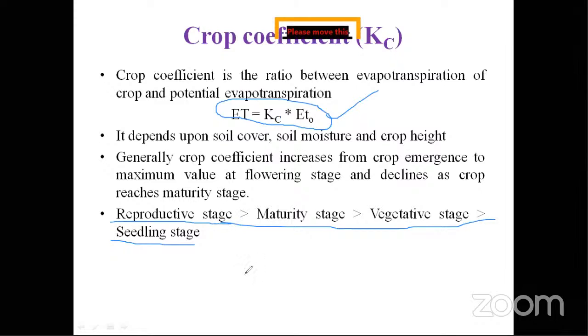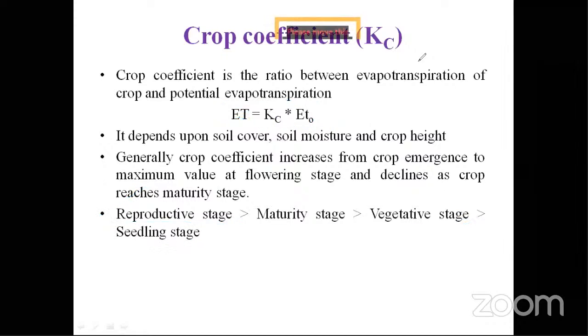And this crop coefficient depends upon soil cover, soil moisture, crop height, and plant growth stages. Generally, crop coefficient is very low at emerging stage, and it increases from crop emergence, and it reaches maximum value at flowering stage, then declines as crop reaches maturity stage. Here we can see, it is high at reproductive stage, followed by maturity stage, followed by vegetative stage, and followed by seedling stage.